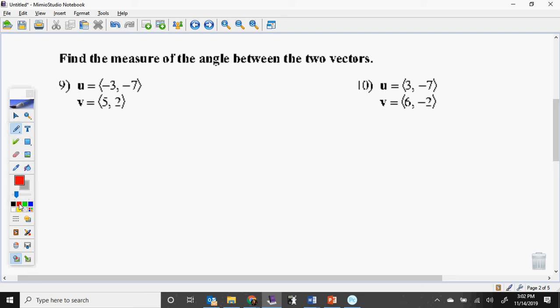Alright, to find the measure of the angle between two vectors, U and V, we're going to use our formula that says theta equals inverse cosine. And on the paper it says v dot w. We're going to use u dot v over the magnitude of u times the magnitude of v.